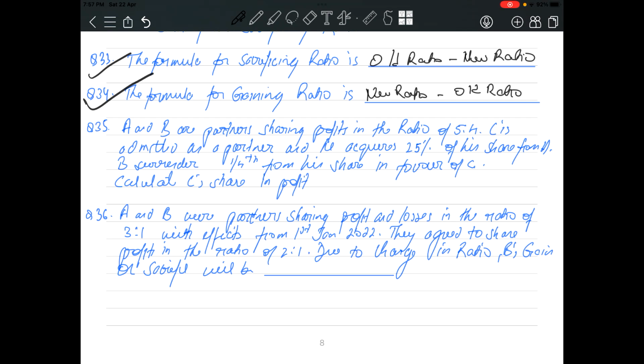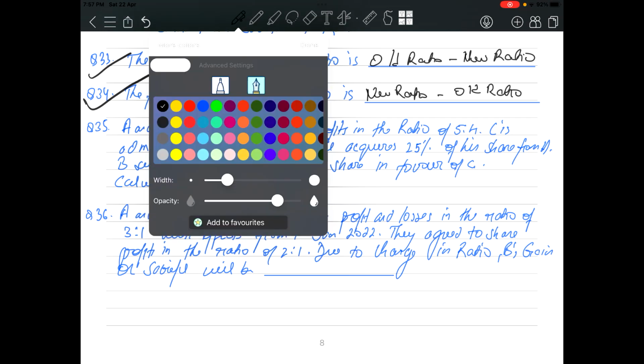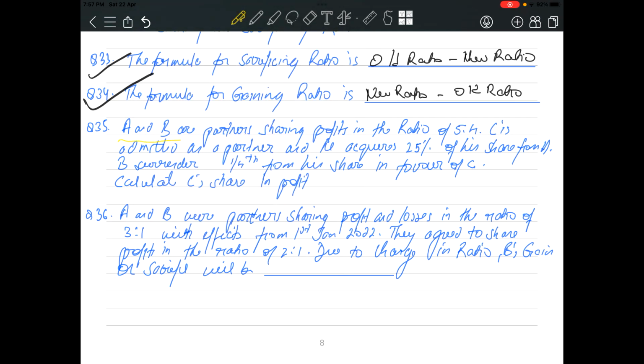A, B, C are partners sharing profits in the ratio of 5:4. C is admitted as a partner and he acquires 25% of his share from A. B surrenders 1/4 share from his share in favor of C. Calculate C's share in profit. So what is happening? C is a new partner.